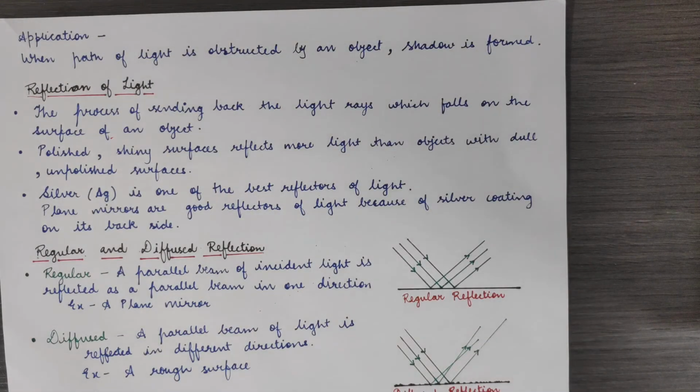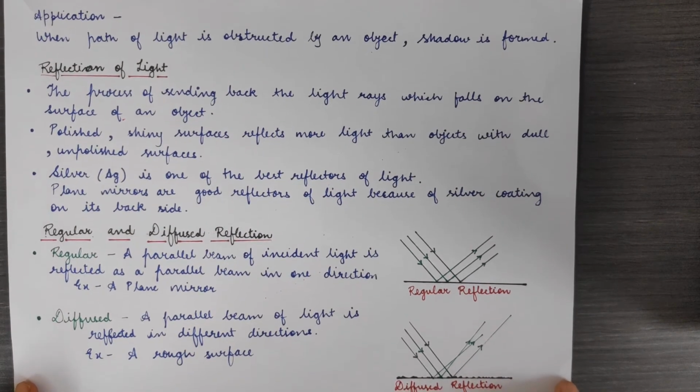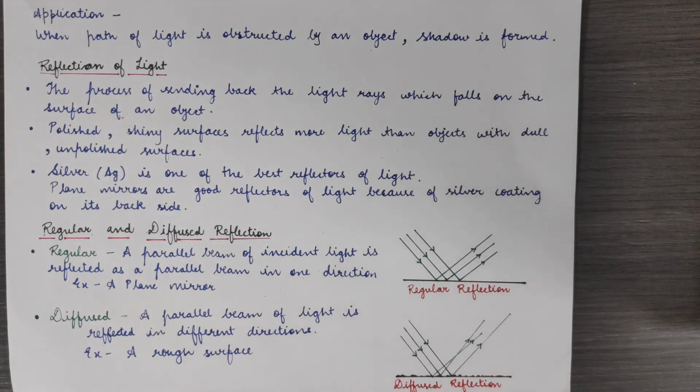We have already studied this application. Now let us move towards a very important part of this chapter, that is reflection of light. Reflection is the process of sending back the light rays which fall on the surface of an object. It means that whenever a light producing source is producing light energy, and those light rays fall upon a shiny surface, the rays are reflected back, and that is known as reflection. And the intensity of reflection of light depends upon how smooth a surface is.